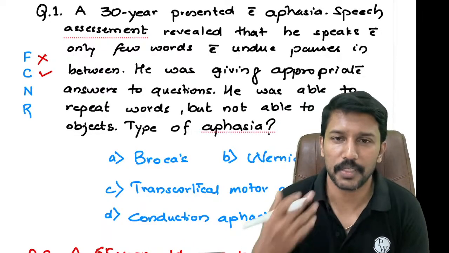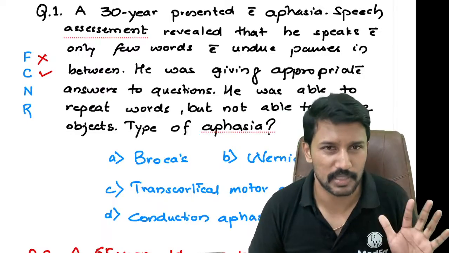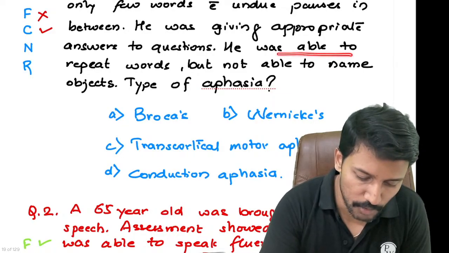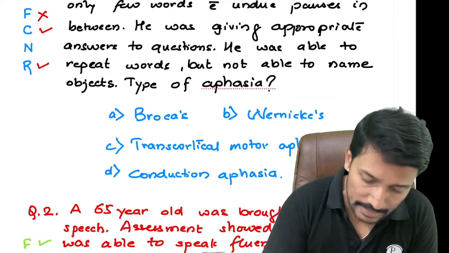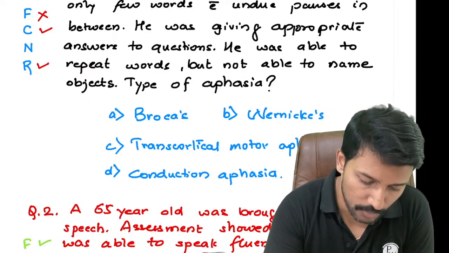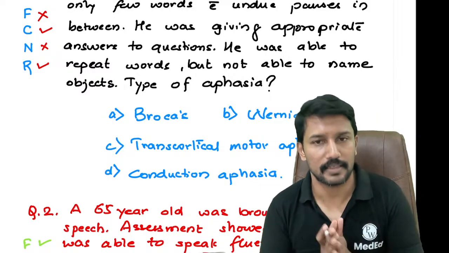The fourth one is repetition, right? I will tell you to repeat words after me. If you're able to repeat, that means repetition is fine. So here the question mentioned that the patient was able to repeat words, means repetition is intact, but not able to name the objects. He is not able to name the objects. So which type of aphasia is it?